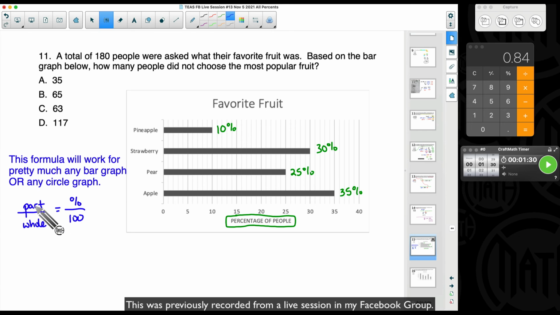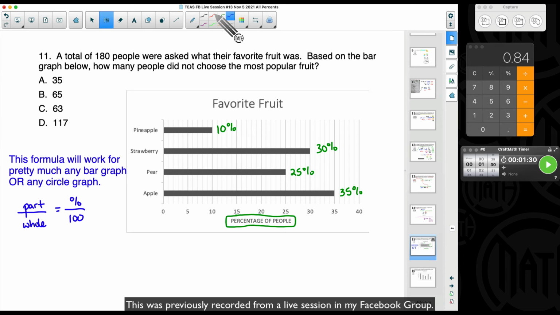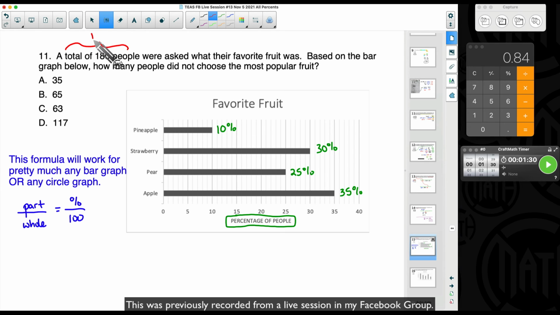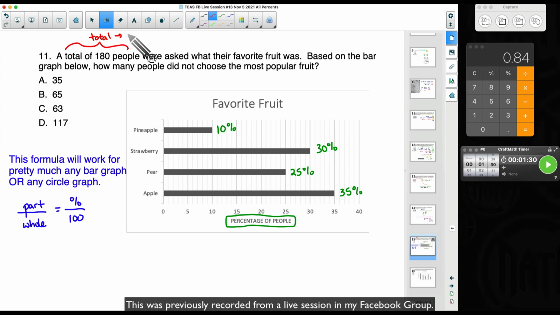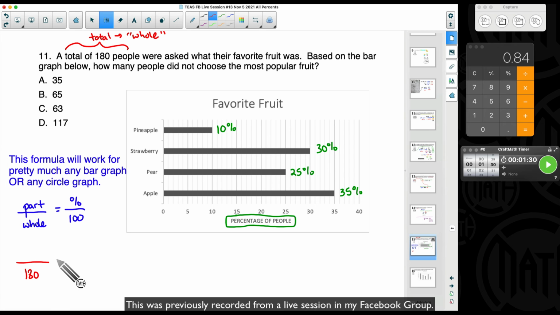So part is like a portion. The whole is the whole, the total. And then we have a percent over 100. Now, a total of 180 people. This is our total, aka the whole. So that's going to go at the bottom of this first fraction.